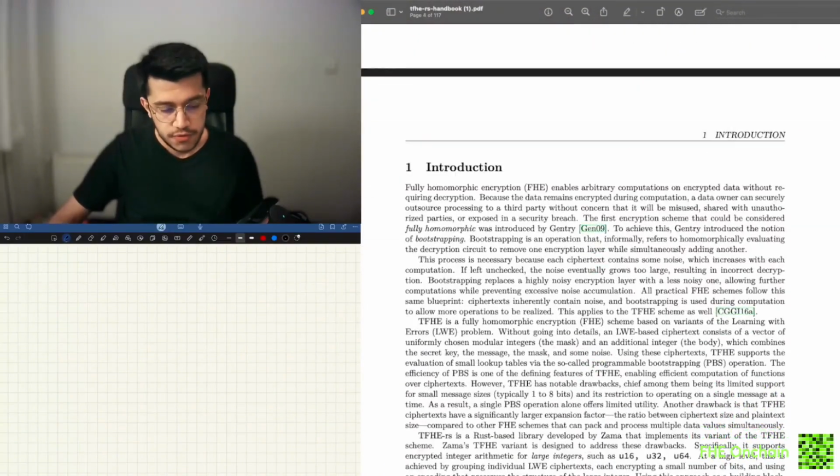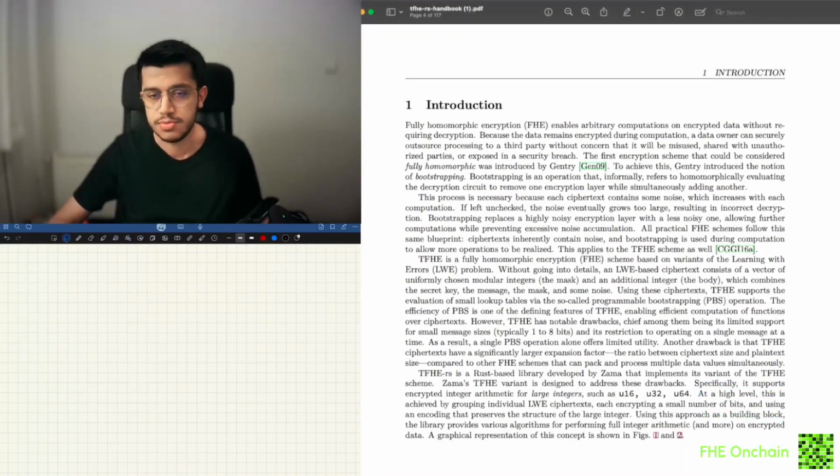Okay. Fully homomorphic encryption enables arbitrary computations on encrypted data without requiring decryption. This is obviously one of the most fundamental definitions of FHE. Obviously, I'm not going to read all the text, but I find it useful to go through the critical points or the insights to make it easier to grasp the fundamental idea. So one of them is, I think, the final sentence of the first paragraph.